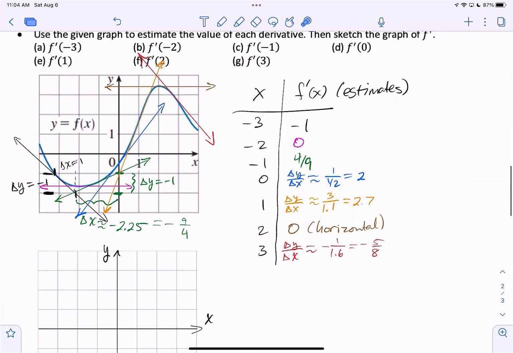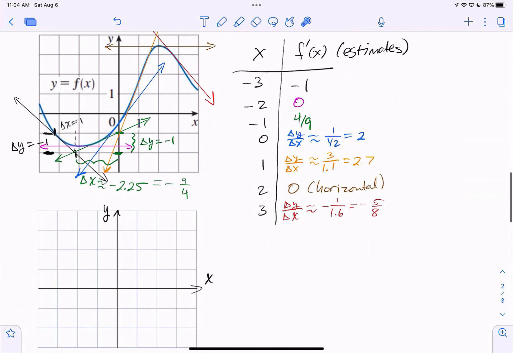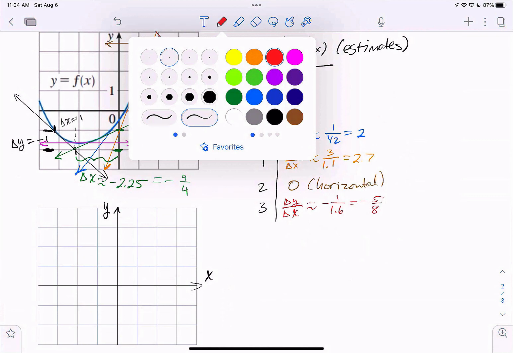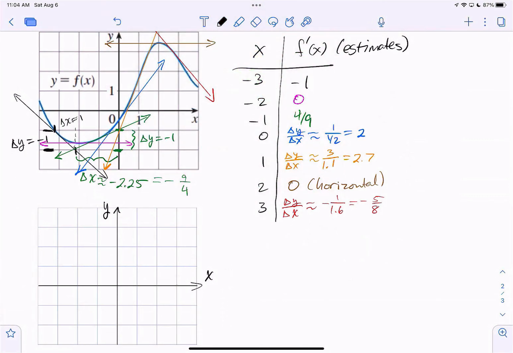And now here I have a grid that's about the same size as the original grid. And we're just going to plot these points and connect the dots with a smooth curve to get our estimate for the graph of f prime. So -3, -1, and then through editing magic, I have the rest of the dots, and now I'm going to connect them with a nice curve. I don't know why it's red. I'll change that in just a minute.